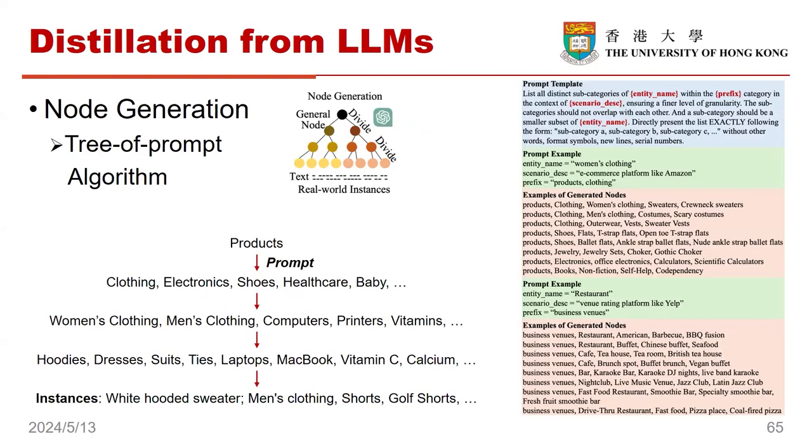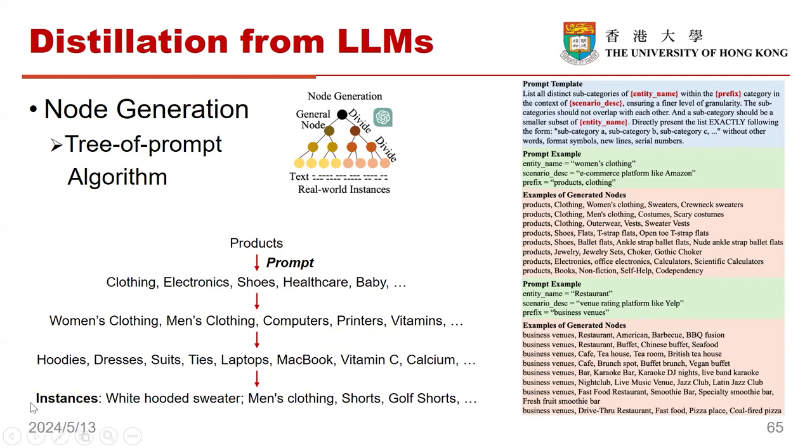So specifically, the first part is to generate all possible nodes of the specific application scenarios as much as we can. We first manually come up with some scenario descriptions. Like if we want to generate a graph for recommender systems, we may generate scenario descriptions like e-commerce platforms like Amazon, and a most general entity name like products. And we utilize a tree prompt algorithm to iteratively divide the general nodes into subcategory nodes with a finite semantic granularity. Let's take a specific example as shown here.